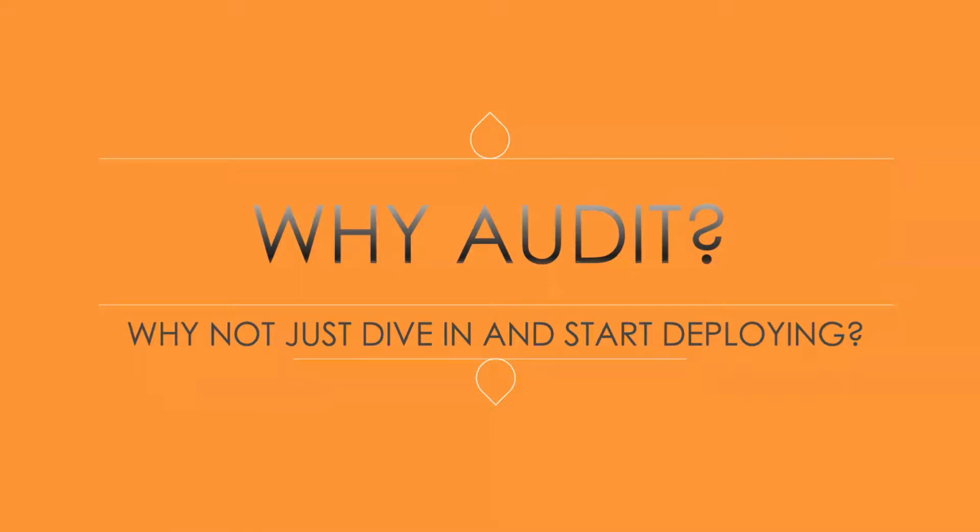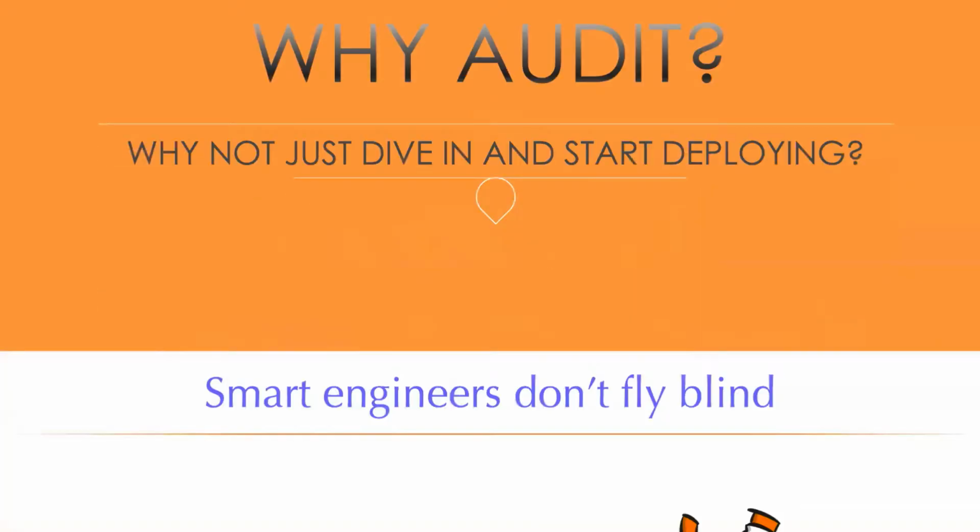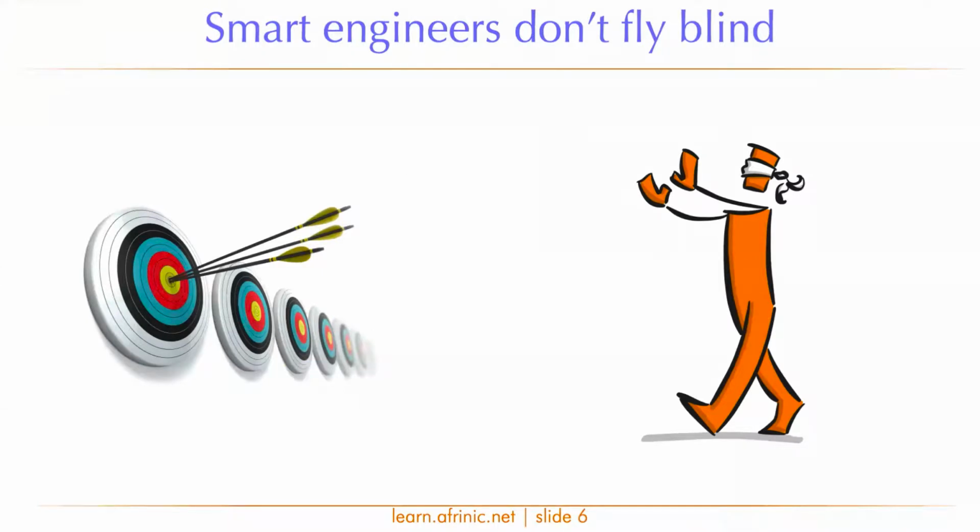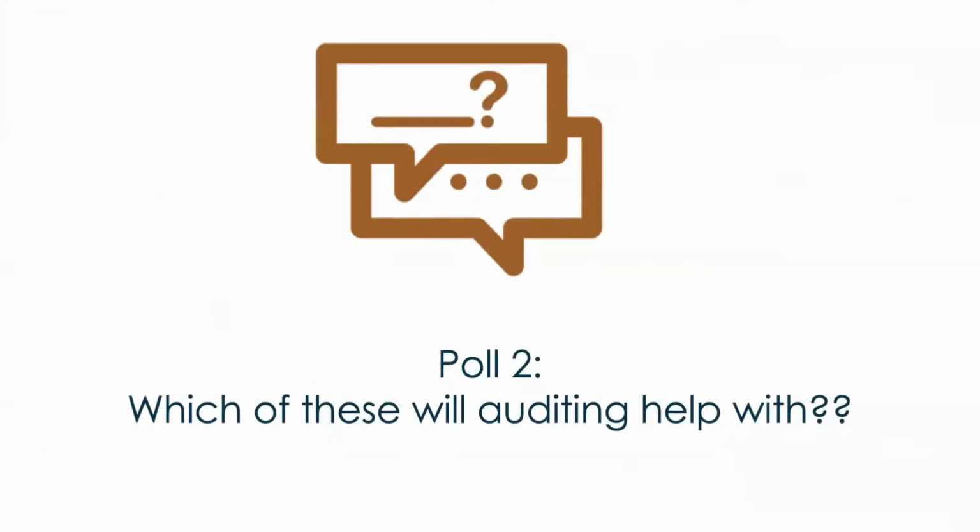And so the question is, why do we need an audit in the first place? Why not just dive in and start deploying? You see, because smart engineers do not fly blind. An infrastructure audit enables you to find out what devices on our network are actually capable of supporting IPv6. You want to know that information ahead of time before you start deploying. There's a couple of reasons why this is important. Let's see if you guys can empathize.